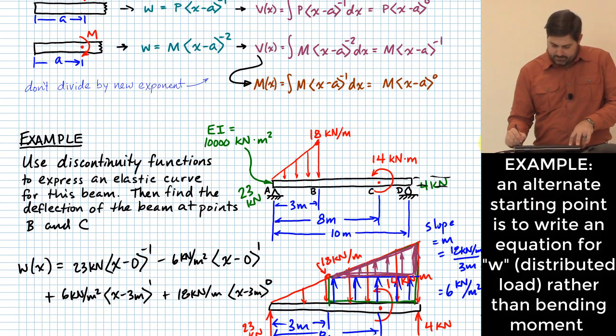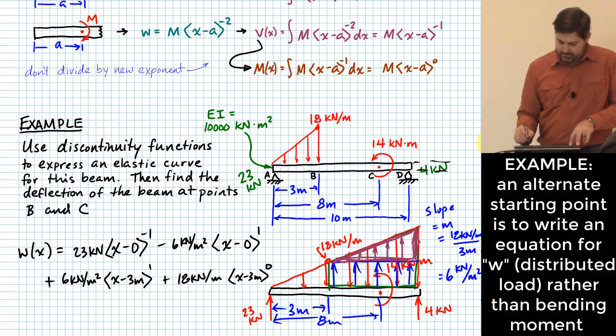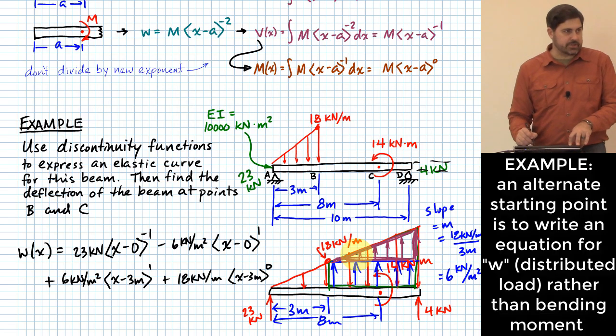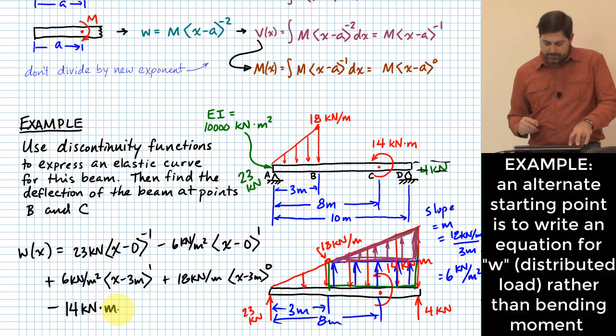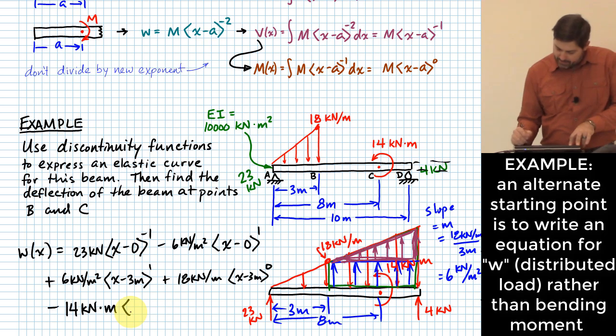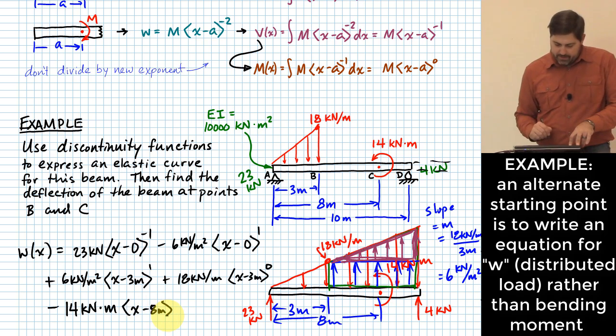What next? The last one we have to deal with is this concentrated moment. It has a value of, again, it's counterclockwise instead of clockwise, so minus 14 kilonewton meters. It happens at 8 meters, so this becomes x minus 8 meters, and this gets raised to what? To the negative 2.